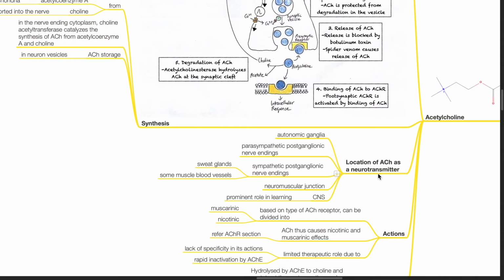Location of acetylcholine as a neurotransmitter. It is located at autonomic ganglia, parasympathetic postganglionic nerve endings, sympathetic postganglionic nerve endings at sweat glands and some muscle blood vessels, at the neuromuscular junction, and in the central nervous system, where acetylcholine plays a prominent role in learning.